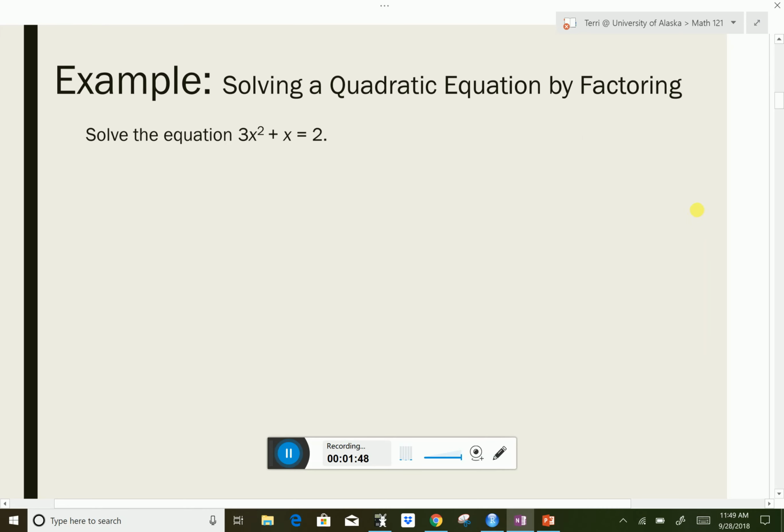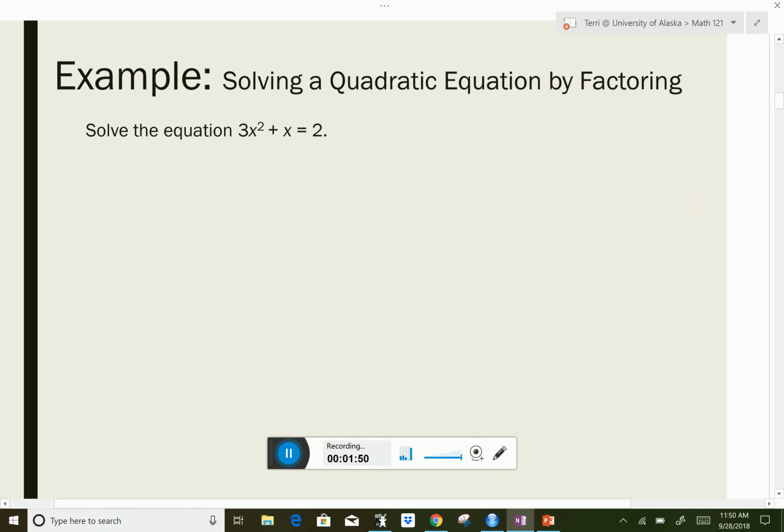So let's do an example of this. Solve the equation 3x squared plus x minus 2 equals 2. See, I've already done the first step in my head. So if we subtract 2 from both sides, we get 3x squared plus x minus 2 equals 0. And now we want to attempt to factor it.